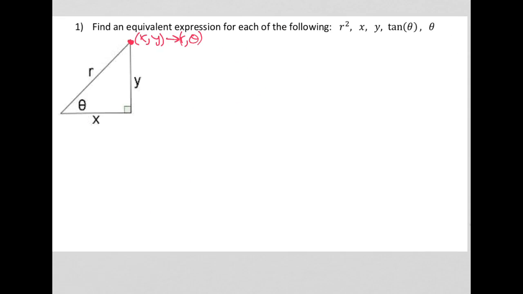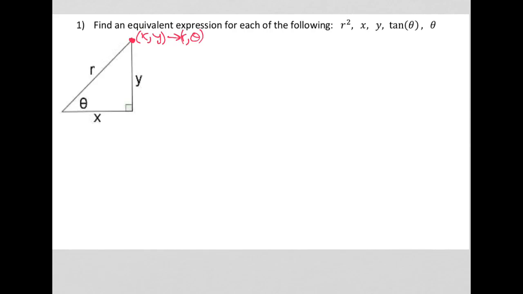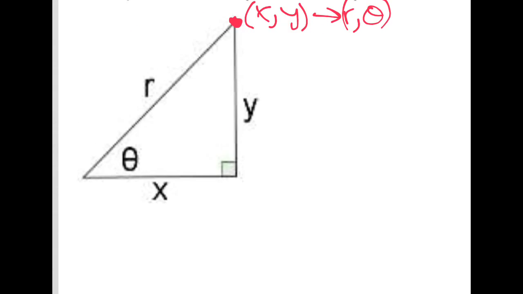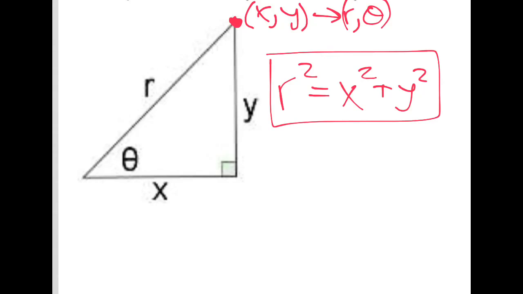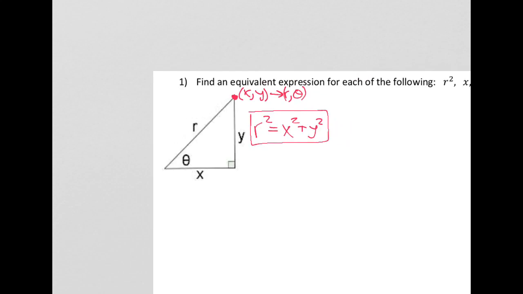And so in order to do that, we need to come up with some relationships between x and y and r and theta. So first one, r squared, notice that since this is a right triangle, it must follow the Pythagorean theorem, which says r squared, the hypotenuse squared, equals one leg squared plus the other leg squared. So r squared equals x squared plus y squared. There's one of them. What else can we do?